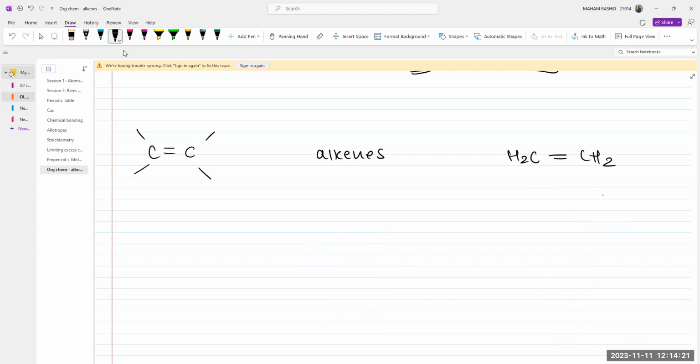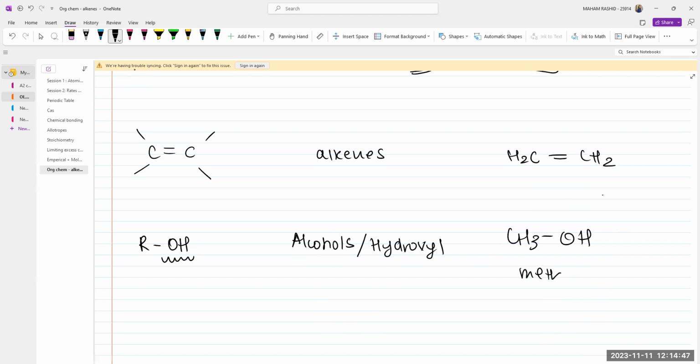Now we've done the alkenes functional group. Now it's alcohols. Alcohols are basically hydrocarbons that have a hydroxyl group attached. Okay? These are called alcohols or hydroxyl. An example of this could be CH3OH. Okay? This is methanol. Alcohols are named with ols. Okay? We'll do the naming in a bit as well.